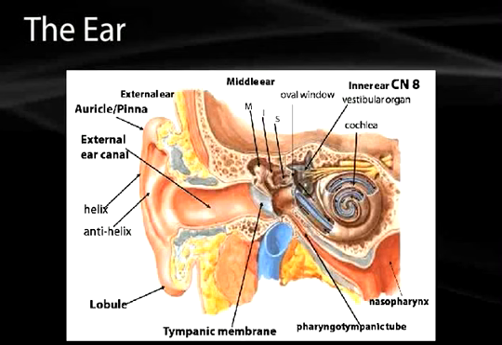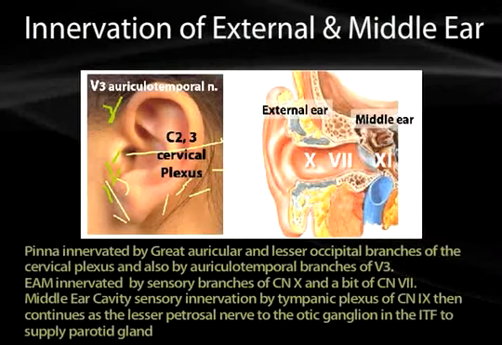The pharyngotympanic tube is going to open from the nasopharynx and help equalize pressure back through into the middle ear. Then we have our vestibular organ, which is going to be for balance, and our cochlea, which is going to be for hearing. As we look to the outside, we're going to look at some of the nerves that associate with the pinna, and then we'll get into some nerves that associate with the middle ear and the external auditory canal.